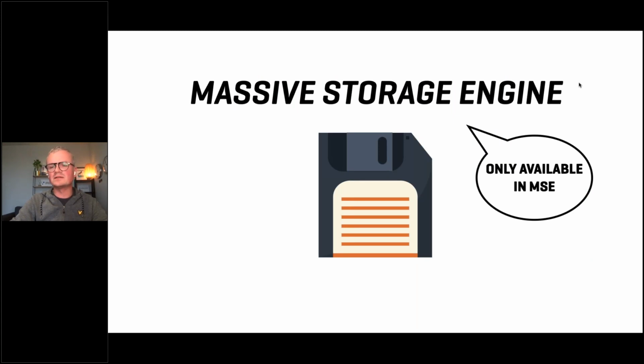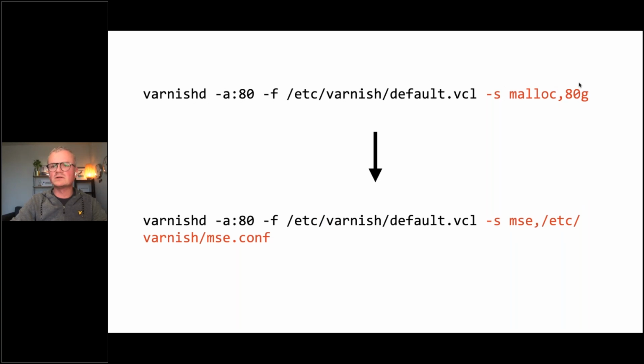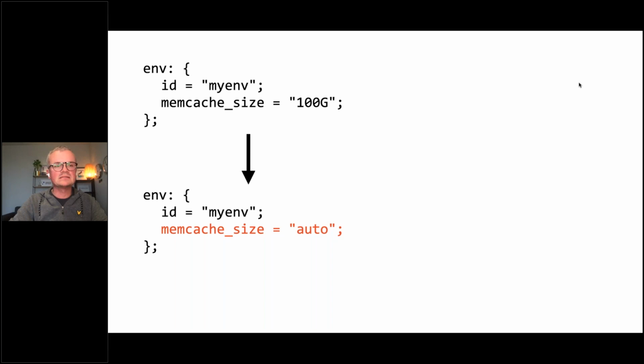And it is part of the massive storage engine that we mentioned before. And the MSE, or the massive storage engine, can be configured using the -s flag. And instead of malloc, you use MSE, and you point it to a path where your MSE configuration is located. The top one is what a typical MSE setup could look like in memory only mode.